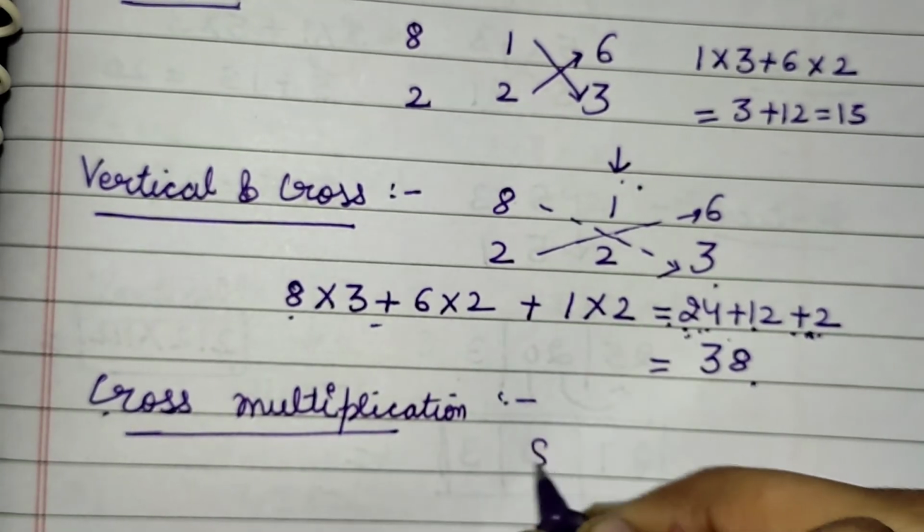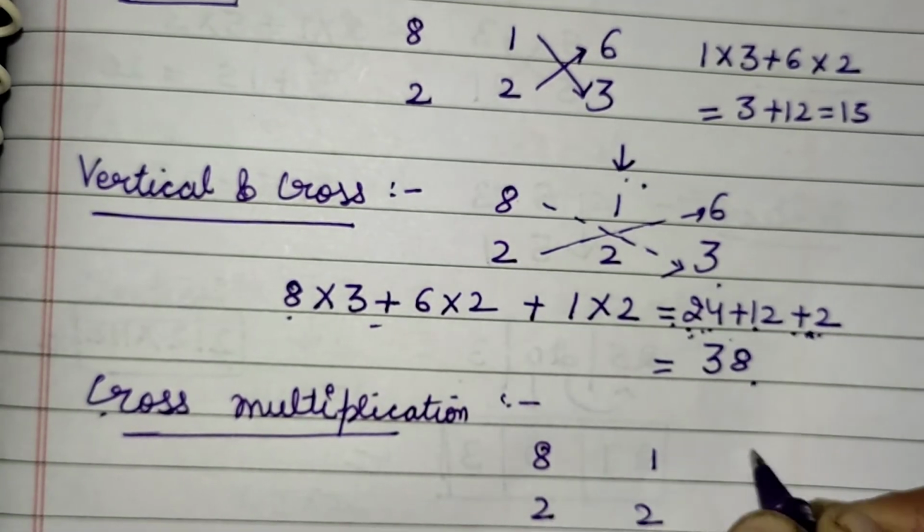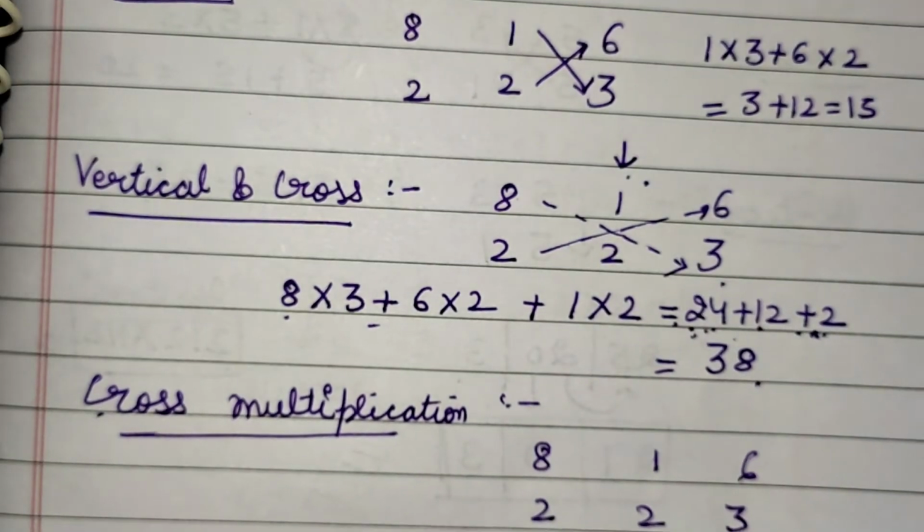Next, do the cross multiplication. Of which digits will you do it? 8, 2, 1, 2, 6 and 3.